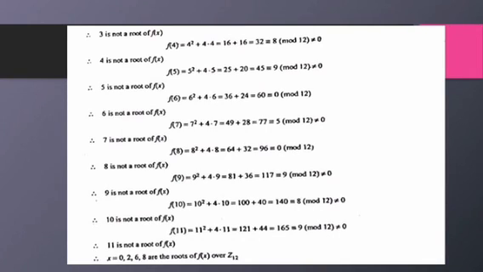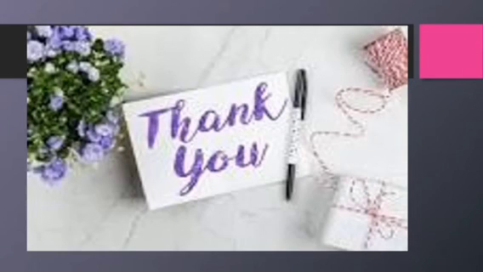Likewise, for each number you start dividing and finding the remainder. The very simple fact is, when you get the remainder as 0, you call that particular element a root. If not, you call it not a root. So finally, jot down all the elements which are the roots of f of x over Z12. Thank you so much. Hope you understood the roots of polynomials.